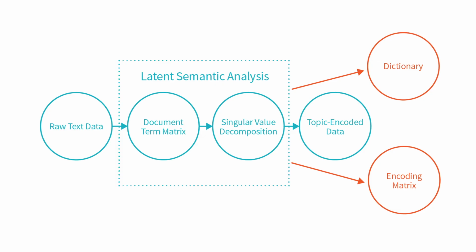One great thing about a latent semantic analysis is that it generates a few byproducts that can help us to understand what each topic is encoding. 2 byproducts that we're going to look at are the dictionary and the encoding matrix. Remember that the dictionary is the set of all words that show up in at least one document in the corpus. The encoding matrix was used to encode the documents into this topic-encoded representation. It can be examined to get a greater understanding of what each topic represents.